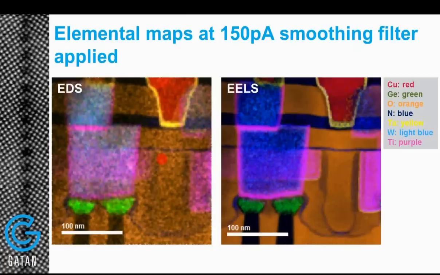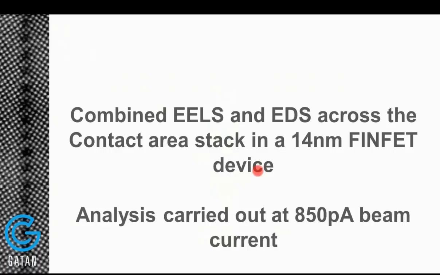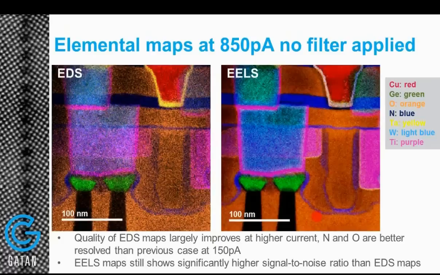So what happens if we do the same analysis using the same experimental conditions, so basically same angle, same exposure time, same area, but in this case we use 850 picoamp of beam current, so basically we increase the current enormously. This is roughly the current that people normally use to analyze this type of sample with EDS. Okay, so now EDS is largely improved compared to the previous case. We can distinguish all the layers. EELS still looks significantly better, but we see a big improvement in the EDS map.